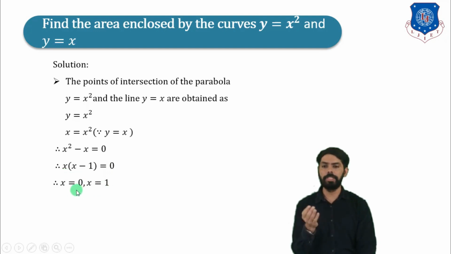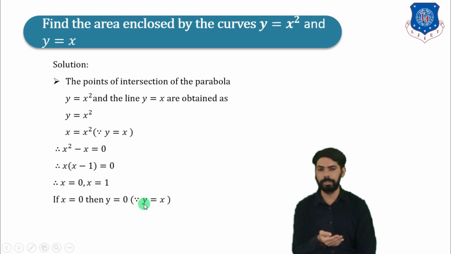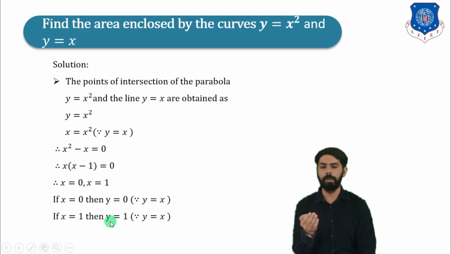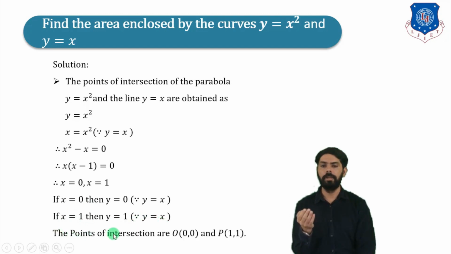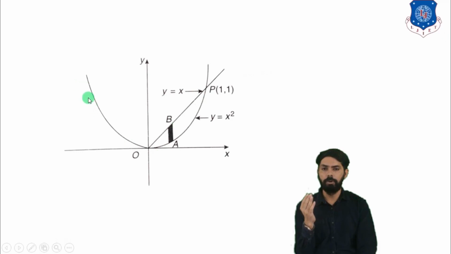Now, if x equal to 0, then y is also 0 because y is equal to x. And if x equal to 1, then y is also 1. Therefore, the points of intersection are (0, 0) and (1, 1). Now we will draw the graph of y equal to x square and y equal to x. This is the graph of y equal to x square, which is a parabola, and this is the graph of the line y equal to x, which is at 45 degrees.